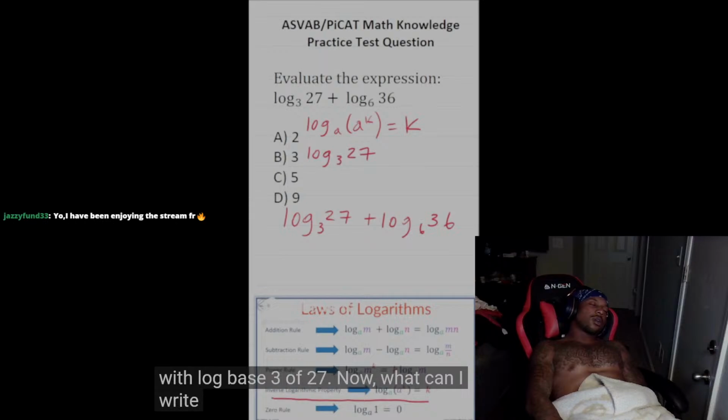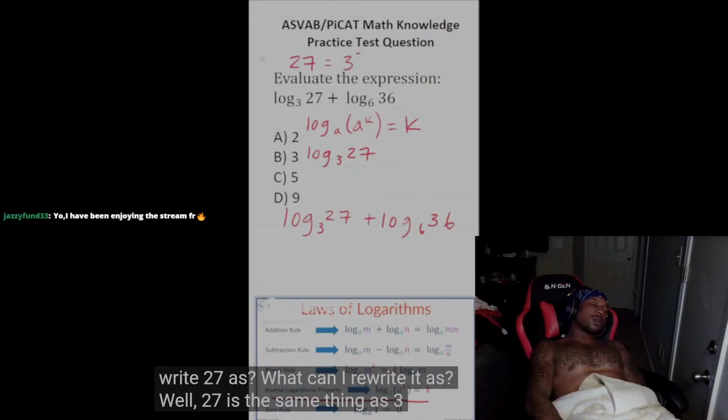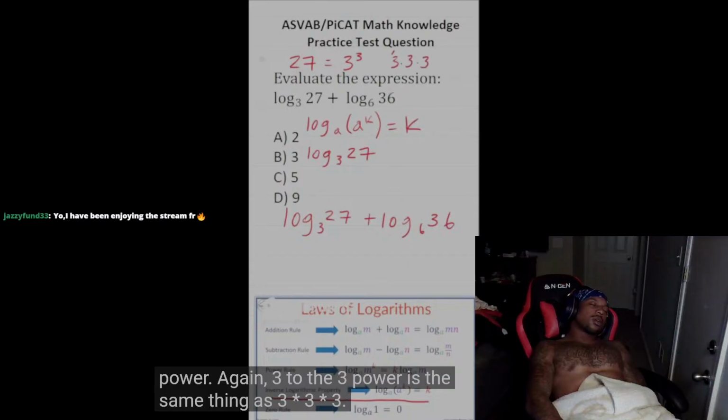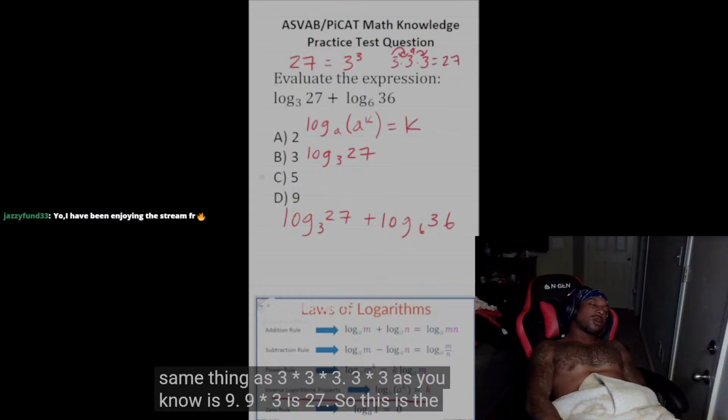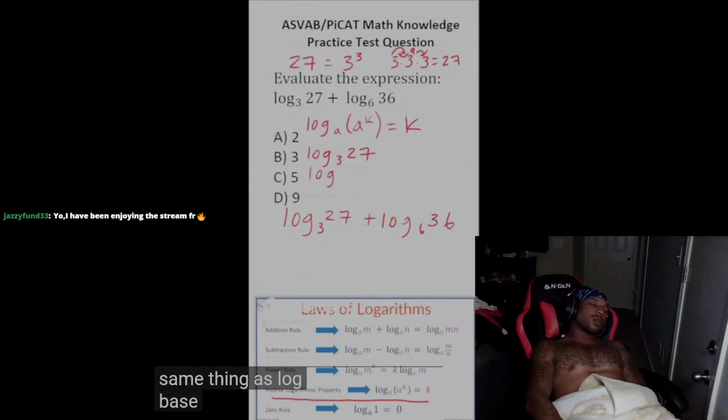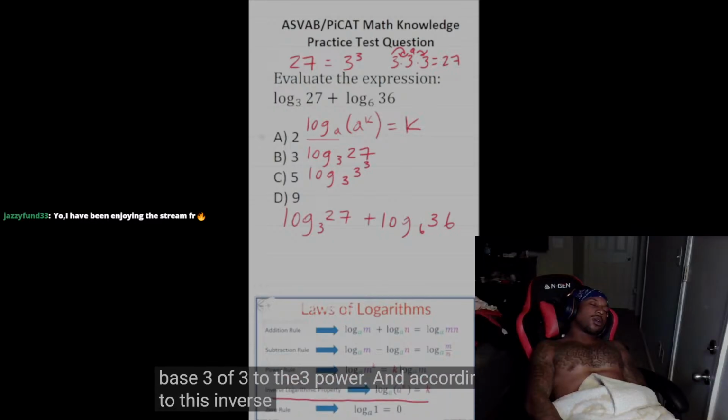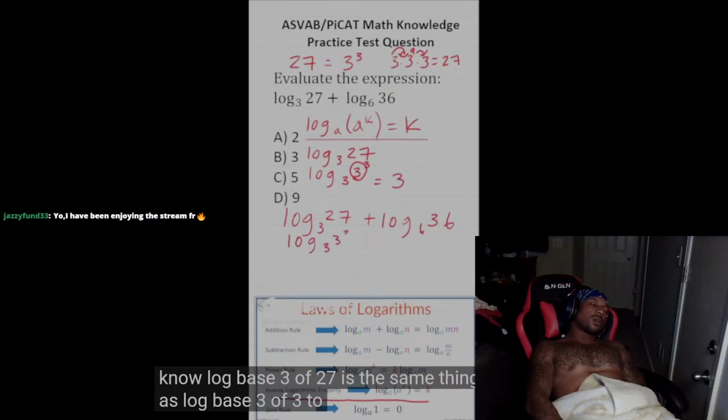Now, what can I rewrite 27 as? Well, 27 is the same thing as 3 to the third power. Again, 3 to the third power is the same thing as 3 times 3 times 3. 3 times 3, as you know, is 9. 9 times 3 is 27. So this is the same thing as log base 3 of 3 to the third power. And according to this inverse logarithmic property, this is simply going to be 3. So I know log base 3 of 27 is the same thing as log base 3 of 3 to the third power, which is the same thing as simply 3.